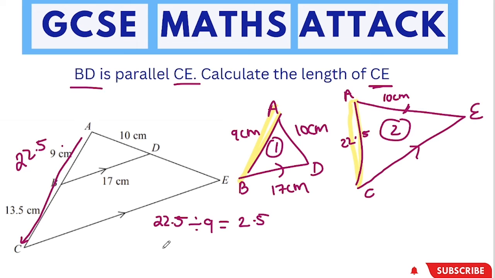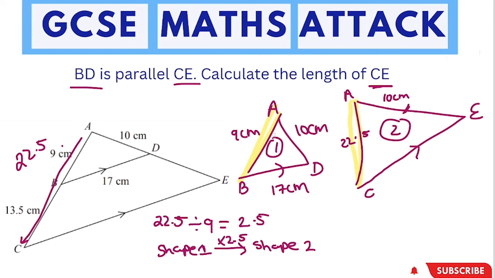So I know to go from shape 1 to shape 2, I need to times by 2.5. Now I've been asked to work out CE. Now that means I'm going to go from shape 1 to shape 2.